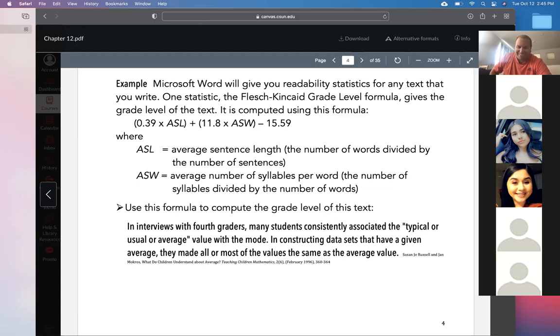No. Okay, well, let's go ahead and compute what the Flesch-Kincaid grade level formula would be. First, let's compute the ASL, which means we have to compute how many words and how many sentences. And we'll need words twice. We'll need it for the ASW as well. So let's get words first. How many words are there?